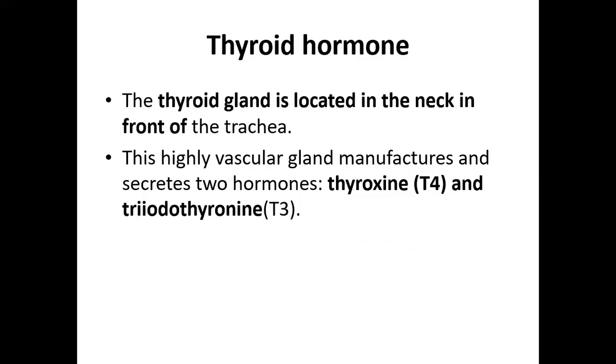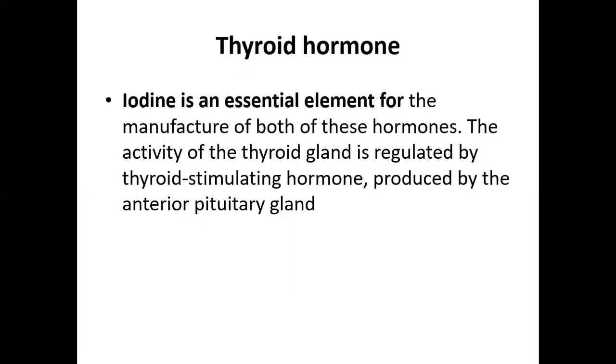Thyroid hormone. The thyroid gland is located in the neck in front of the trachea, as I told you before. This gland manufactures mainly two hormones, T3 and T4, that is, triiodothyronine and thyroxine. Iodine is an essential element for the manufacture of both of these hormones. The activity of the thyroid gland is regulated by thyroid stimulating hormone, produced by the anterior pituitary.